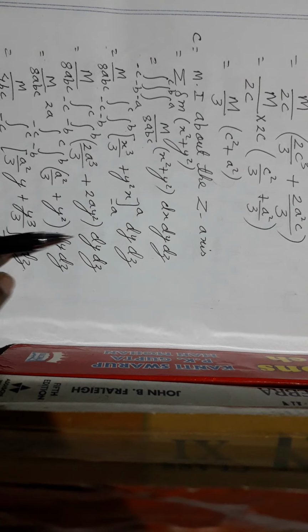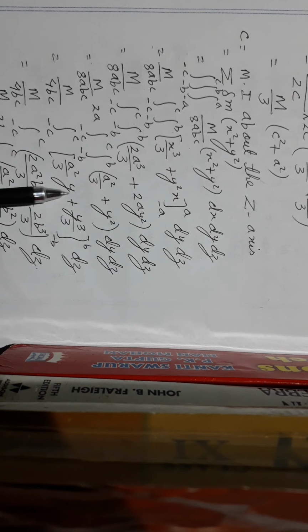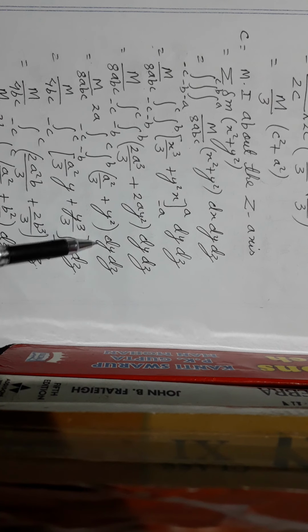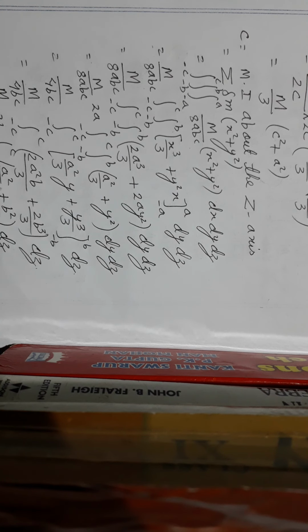So if you integrate this quantity with respect to y, we get this. From here, after that you apply the limit. After putting the limit, we get something like this. From here we can see that we can take b common, so we are left with this.